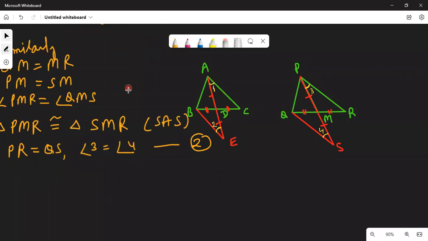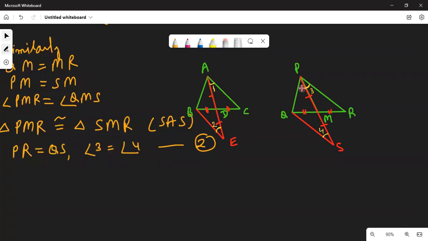Okay, so once we have proved that angle 3 is equal to angle 4 and PR is equal to QS, this gives us a lot of information to find some relation in triangle ABE and triangle PQS. The relation is such that they look similar. Once we prove them similar, we can relate this angle over here, the part of angle A and the part of angle P. If we could prove them equal, then maybe we can find angle A is equal to angle P. Ultimately, we can show that, and we are done.